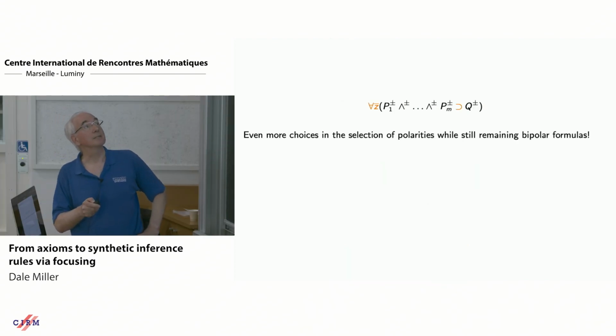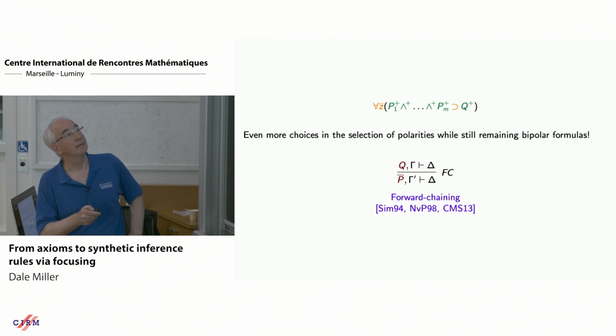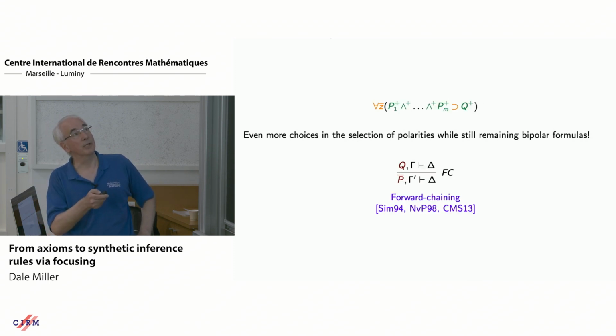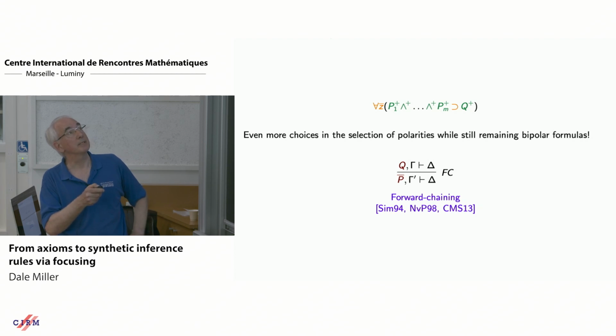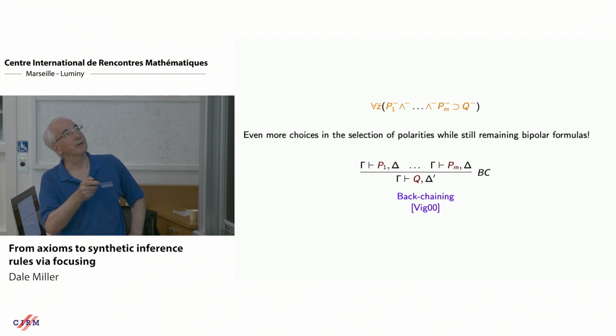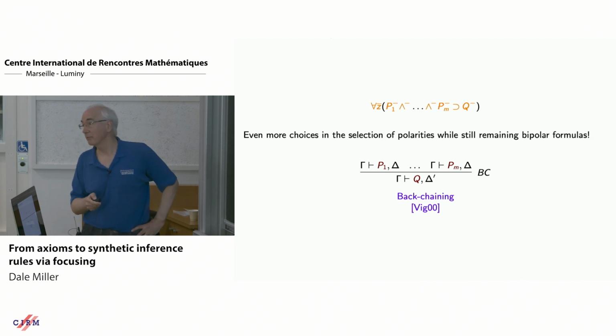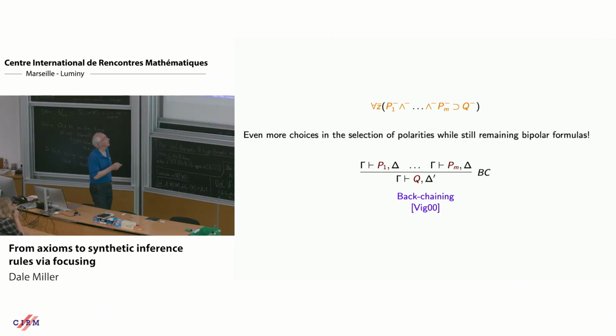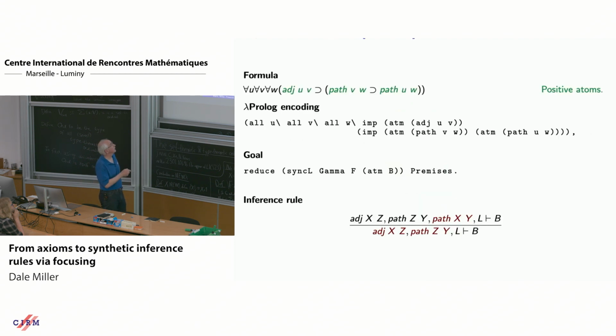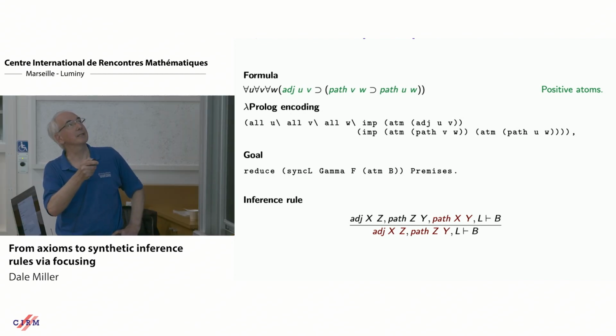And finally, Horn clauses, just do one more example. And this is rather simple. This is just called forward chaining. If I am choosing positive polarities here and positive for the atoms, I get forward chaining, and if everything is chosen negatively, then I get back chaining as a familiar form of inference rule. Okay, and just for a matter of, so here's some programming, right? So if you have an axiom like this, that if U is adjacent to V and there's a path from V to W, then there's a path from U to W.